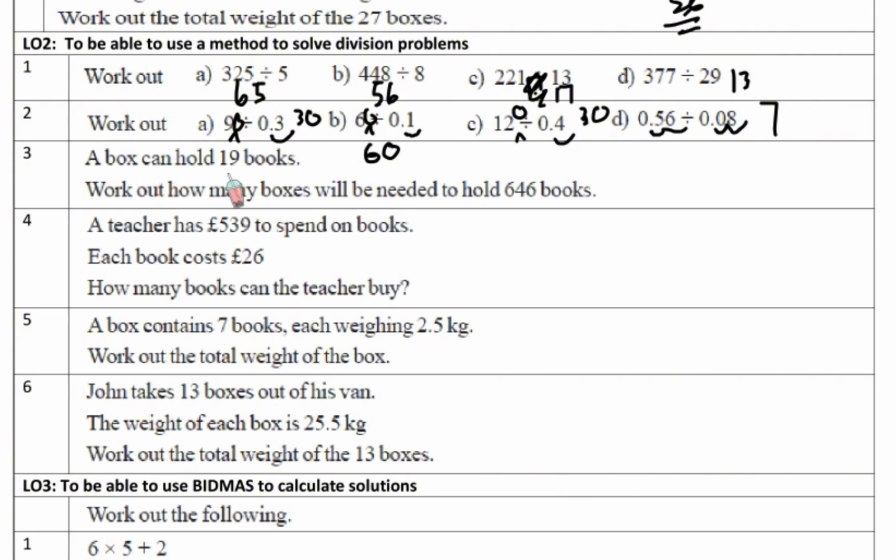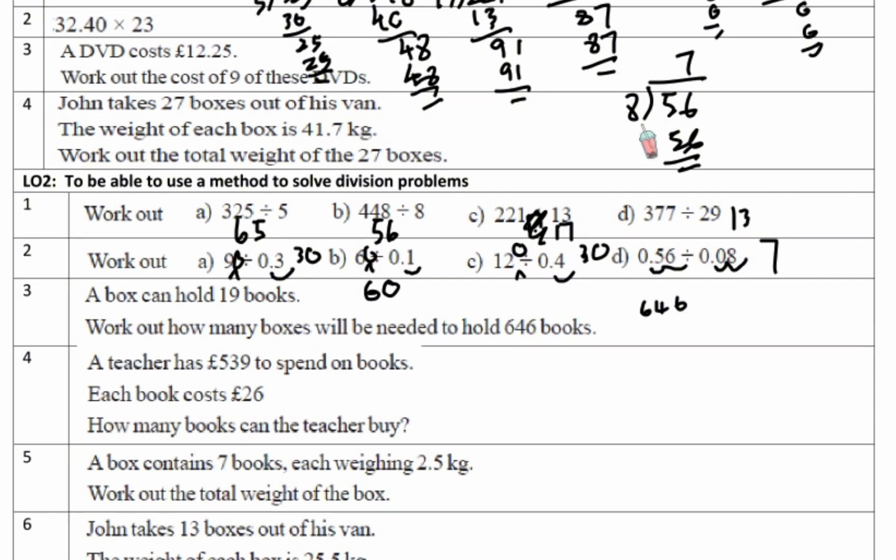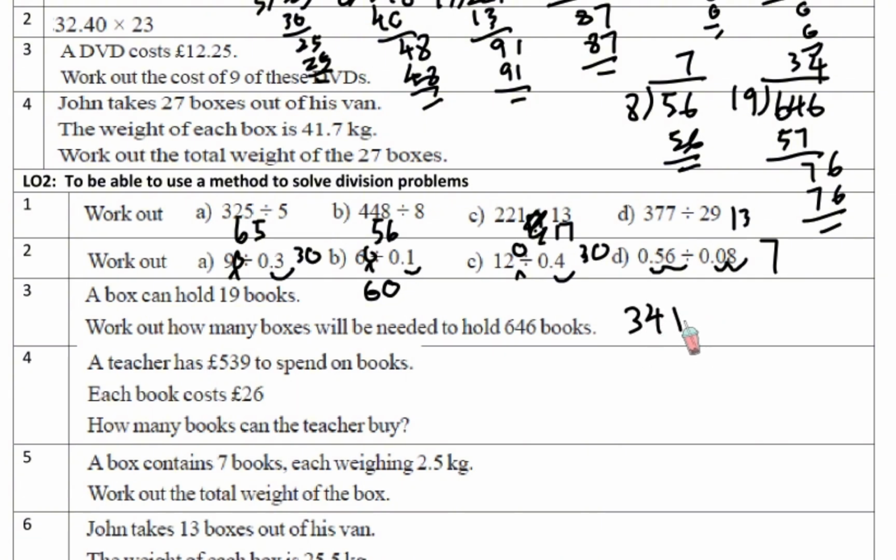A box can hold 19 books. Work out how many boxes will be needed to hold 646 books. So 646, actually I'll just write here. 646 divided by 19. So 3 times 19 will equal 57, and we'll get a 7. So we drag the 6 down, and we'll add a 4. So 4, 36 plus 3, 37. So the answer is 34 boxes.